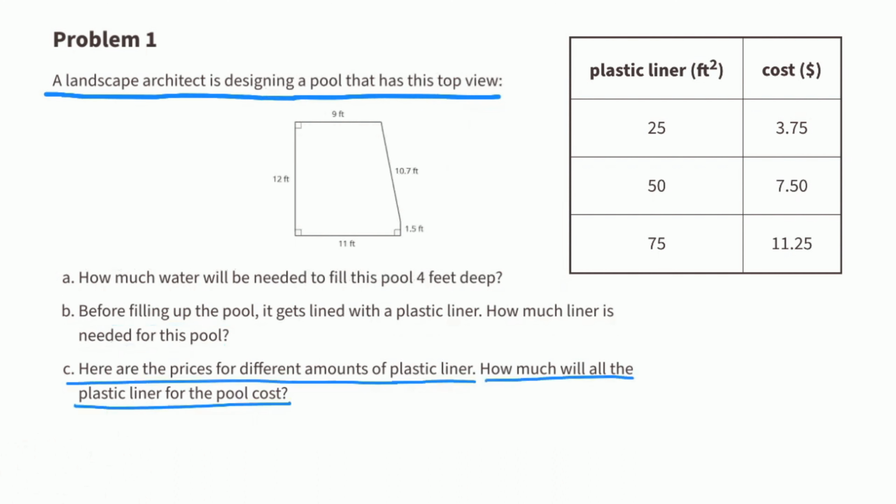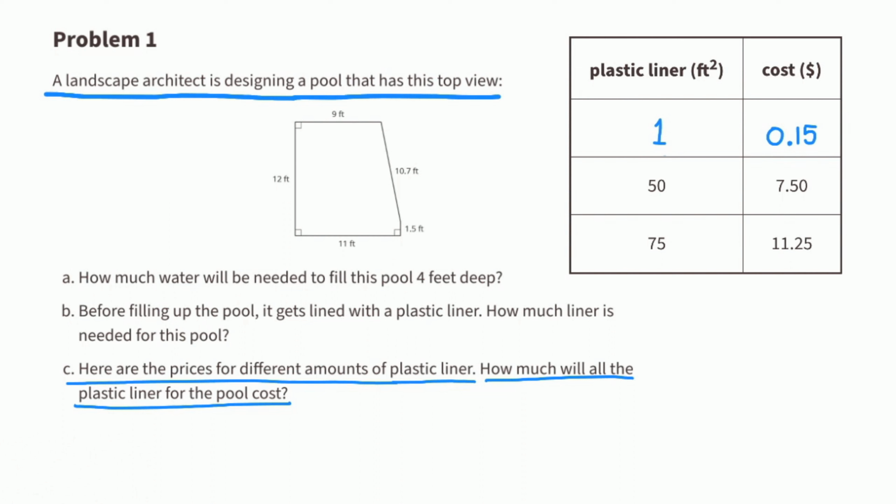C. Here are the prices for different amounts of plastic liner. How much will the plastic liner for the pool cost? I'm going to use this information to figure out how much 1 square foot of plastic liner costs. 25 divided by 25 equals 1, and $3.75 divided by 25 equals 15 cents. That means that you can get 1 square foot of liner for 15 cents.